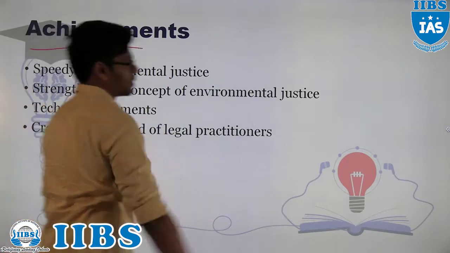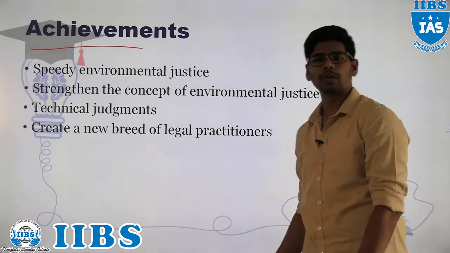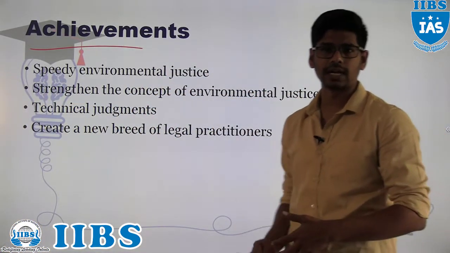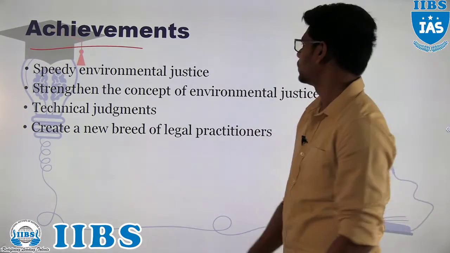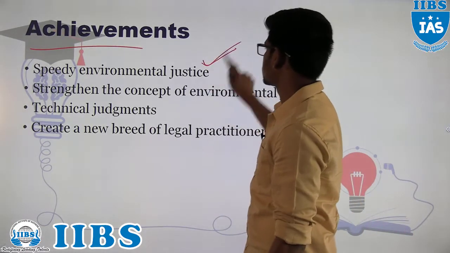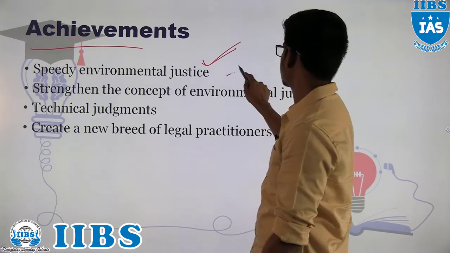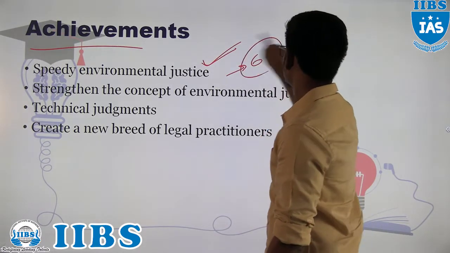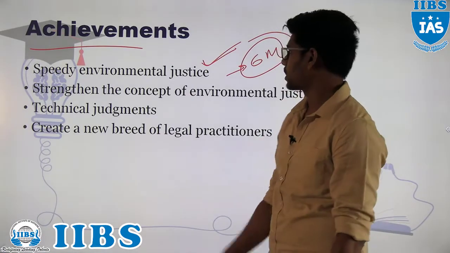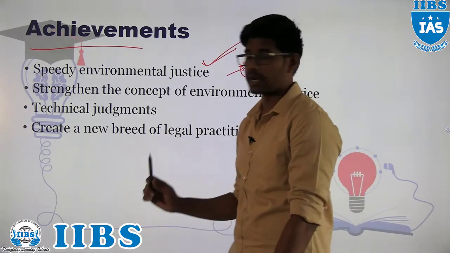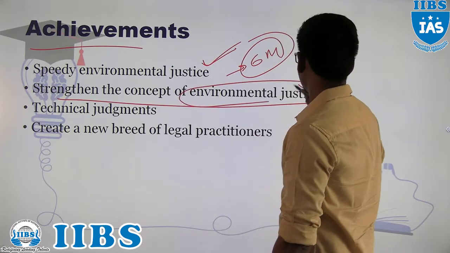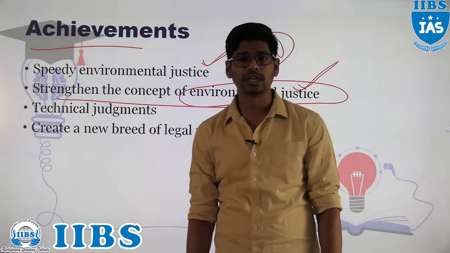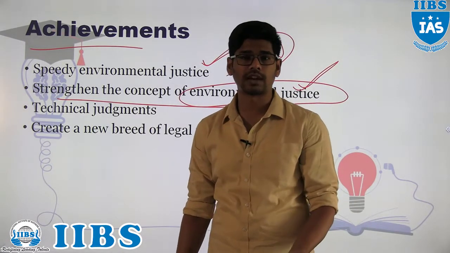Next one, what are the achievements? Is it really important to have a specific body for environmental damage? What did it actually achieve? The very first thing is speedy environmental justice, as we discussed, 6 months, right? Speedy environmental justice is very important. Ultimately, the environment has to be protected. If the environment is damaged, we cannot survive in that environment.